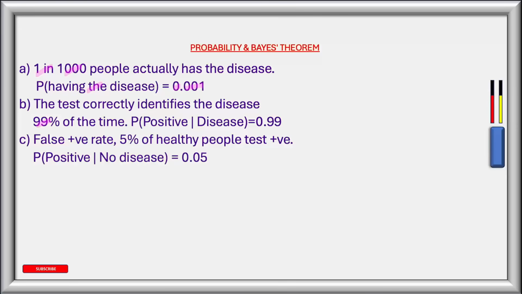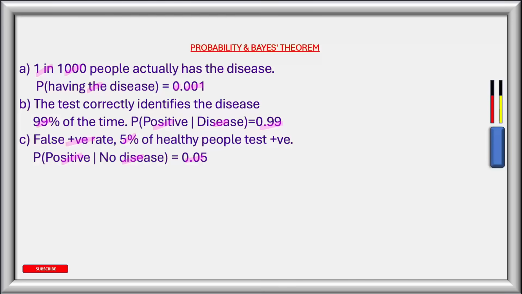So the probability of having a positive test given that you have the disease is 0.99. And let's say there's a false positive rate of 5%. So 5% of healthy people test positive. So the probability of testing positive given that you don't have the disease is 0.05.